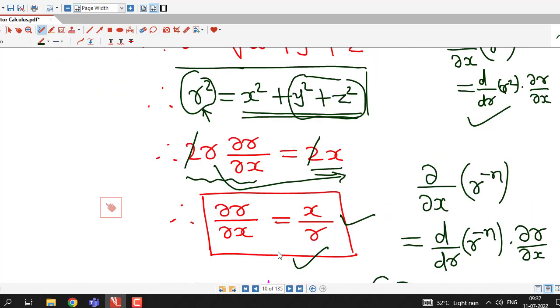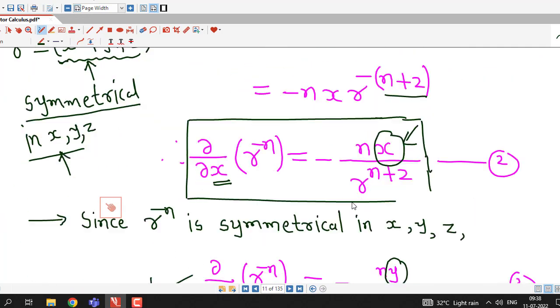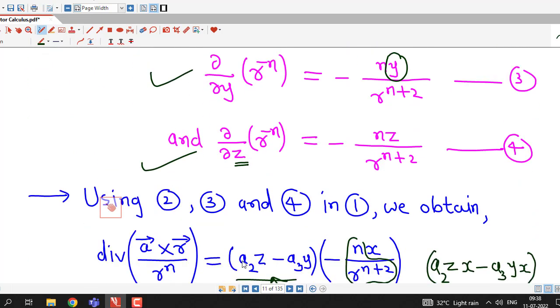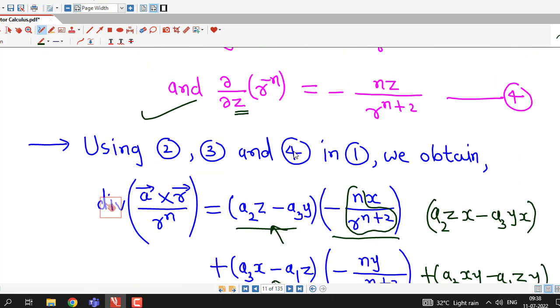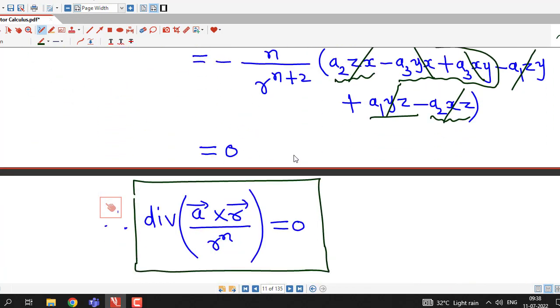First we obtain del r by del x, and then here we apply the chain rule, and then using the symmetry of r raised to minus n, we obtain two other derivatives, and by substituting all these values we find that the divergence of this vector is 0.